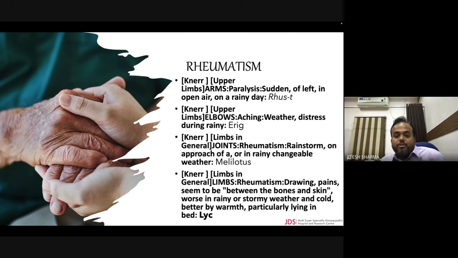Limbs, rheumatic pain, drawing pains. It's drawing pain, pulling from here to here. Drawing pains seem to be between the bones and the skin. Interestingly, the pain seems between bones and skin. Worse in rainy and stormy weather, in cold, better by warmth, and particularly lying in bed. It's Lycopodium.